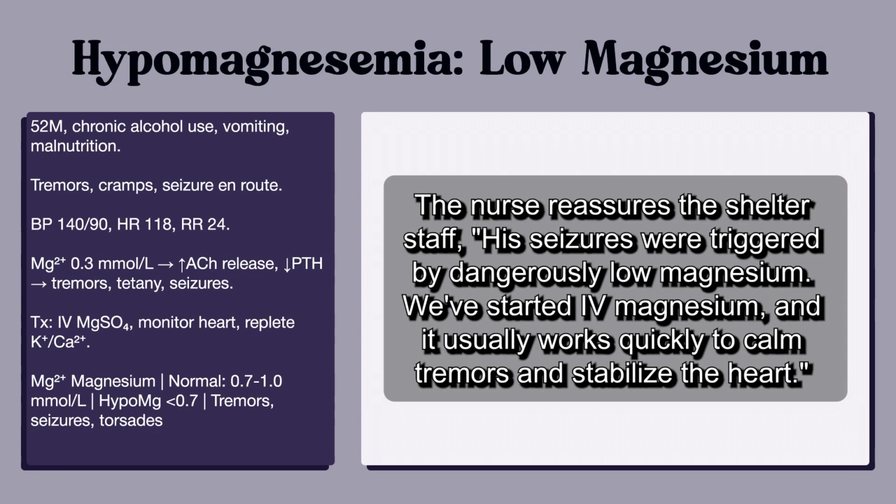The nurse reassures the shelter staff, his seizures were triggered by dangerously low magnesium. We've started IV magnesium, and it usually works quickly to calm tremors and stabilize the heart.